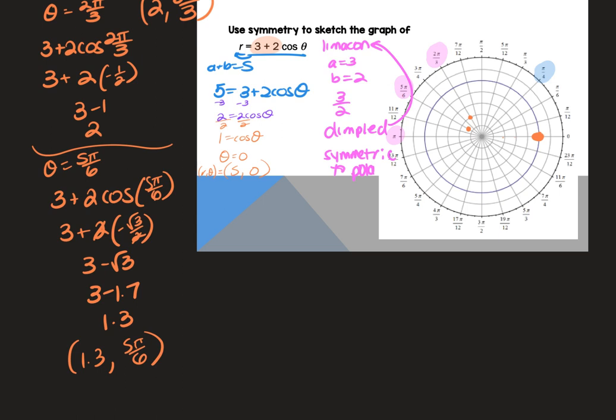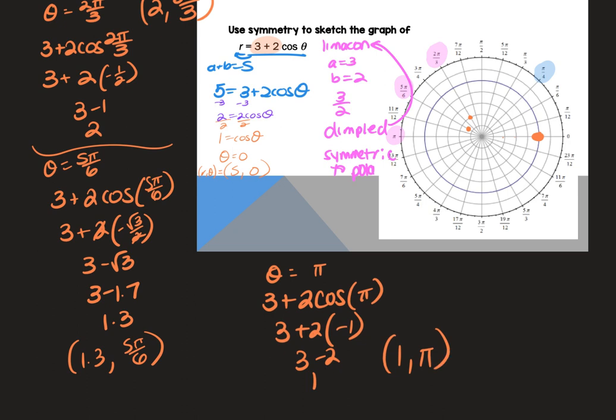And then I go to pi. If theta equals pi, then I get 3 plus 2 cosine pi. What's the cosine of pi? Negative 1, good. And 3 minus 2 is 1. So (1, pi) is the last point I'm going to get so that I can then duplicate this. Sure. It's an interesting decision, but you go right ahead.